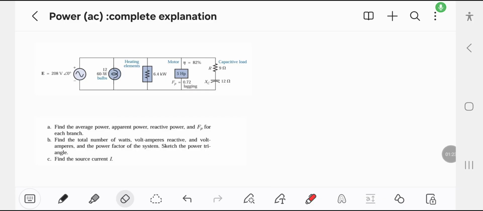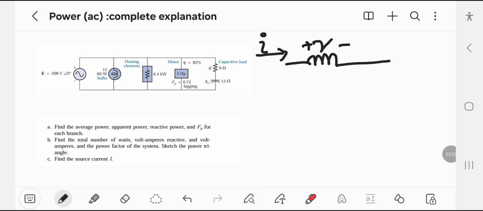Now the first case is a resistive element. For the resistive case we have 12 bulbs of 60 watt. So first let's discuss the resistive circuit. For example, this is a resistive circuit and the current flows here. In the resistive circuit, the angle between current and voltage is 0.